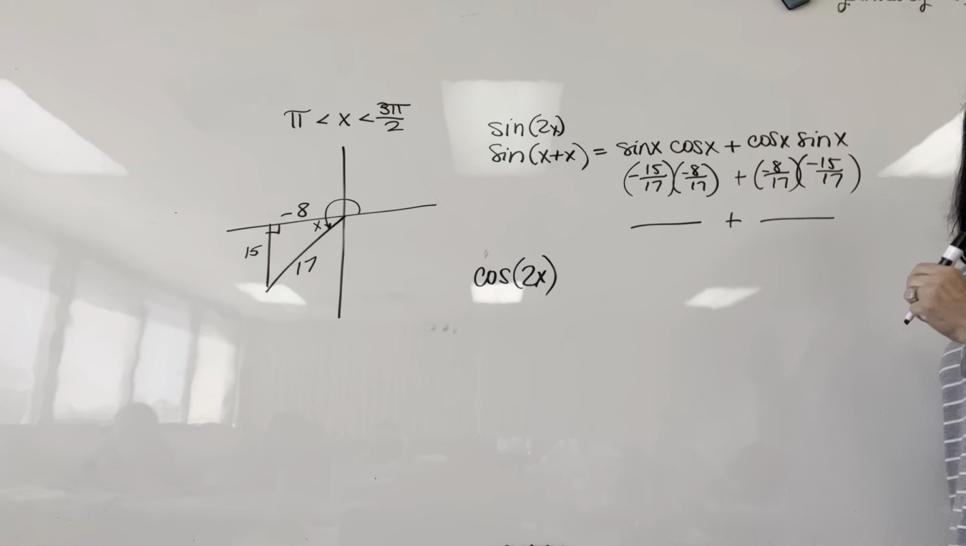So for this one, I'm going to use the power reducing for the cosine. Notice how similar the cosine and the sine are. The sine is 1 minus cosine 2x over 2. What's the cosine? 1 plus cosine 2x over 2.